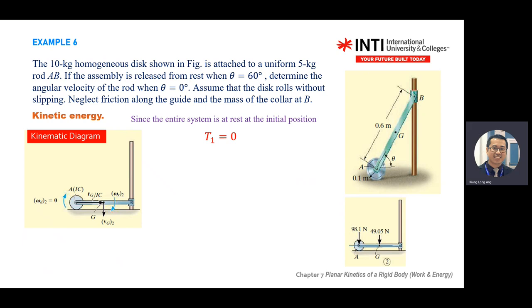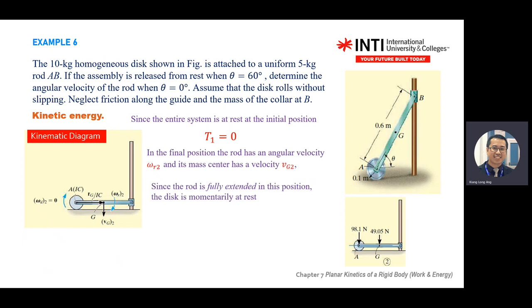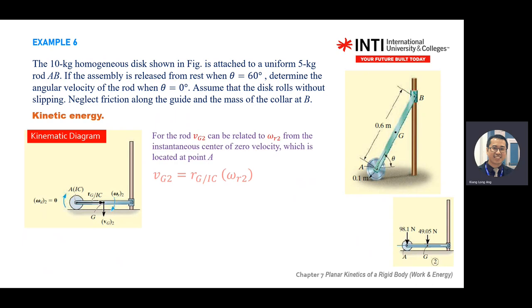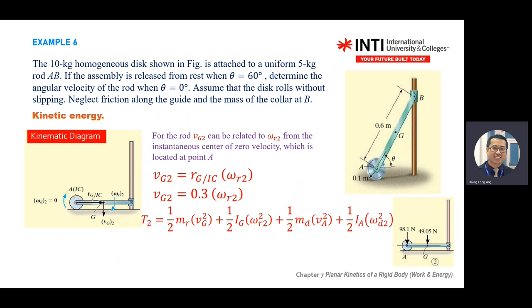In this case, I use the IC method. I fix point A as my IC. I know this rod has circular motion, so the velocity at my center of gravity is always tangent to the curve. That's why I draw the velocity pointing down, in the tangent direction. Then you have G to IC, and omega here. You put in all the equations and draw the kinetic diagram. Again, you link the velocity of gravity with the angular parameter, v equals omega r, with the omega of this rod put in there. Then you calculate the kinetic energy after.